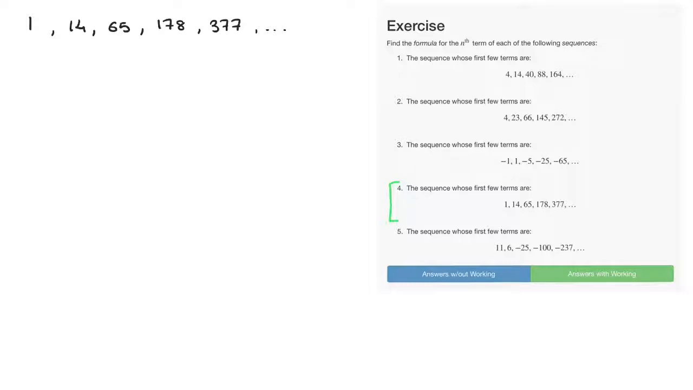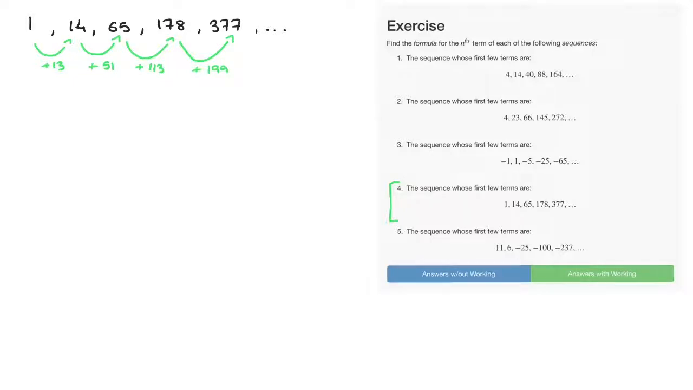So we start by looking into the differences as we go from left to right between these terms. From 1 to 14, we're adding 13. From 14 to 65, we're adding 51. From 65 to 178, we're adding 113. And from 178 to 375, we're adding 199. Now we can see here that the differences between these terms are never the same, they're always changing.